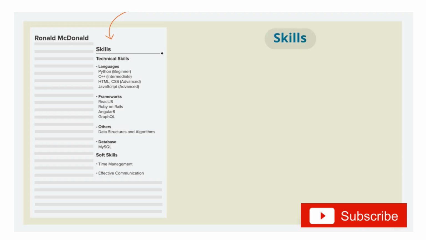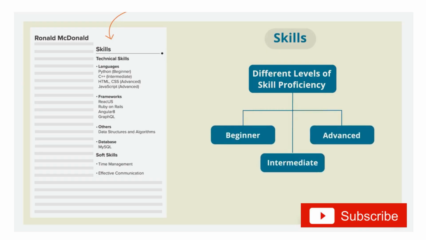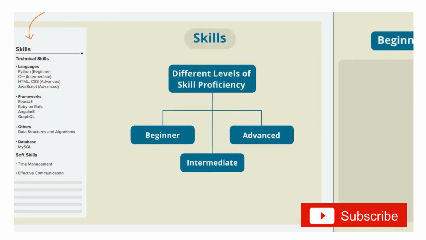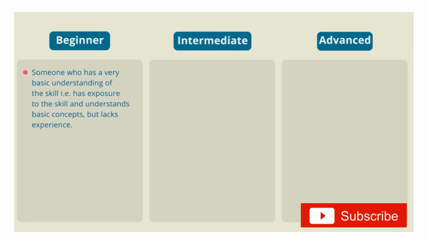So, in the skills section, it is advisable that you mention the proficiency level as well. That is, you should clearly define the extent of your knowledge in a particular subject or skill. The three levels of skill proficiency are beginner, intermediate, and advanced. Now, let us understand what these three levels stand for. A beginner is someone who has a very basic understanding of the skill. What does that mean? That means you have exposure to the skill and understand basic concepts, but you lack experience.